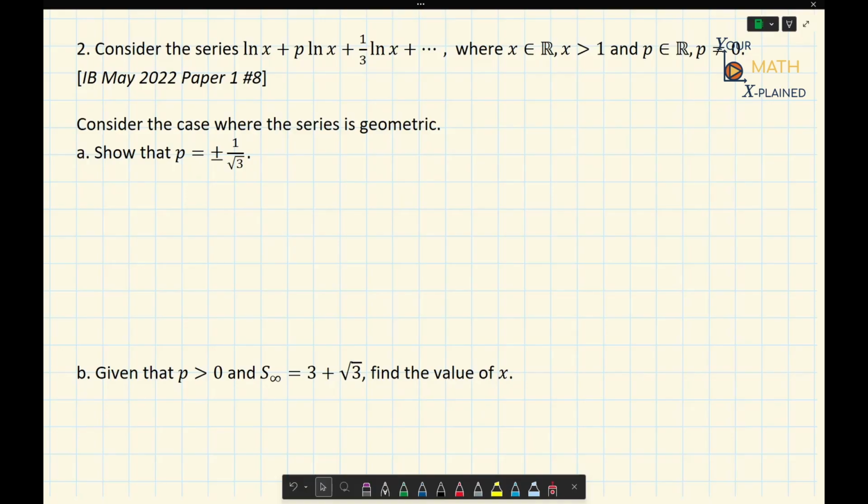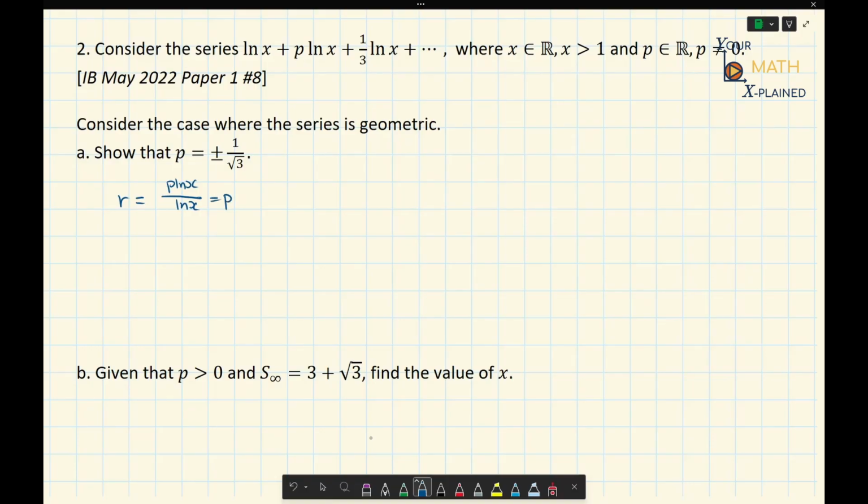First, we're going to consider the case where the series is geometric, and we want to show that p is equal to positive or negative 1 over root 3. So if the series is geometric, then we can take the second term divided by the first term, and that's going to be our common ratio r. So r is equal to p times ln of x divided by ln of x. And this simplifies to p.